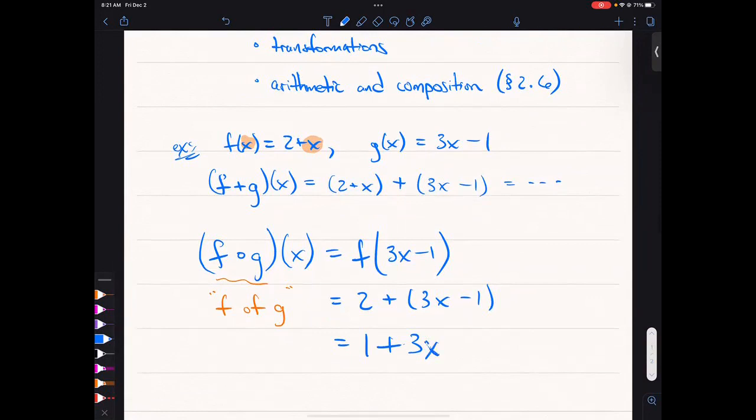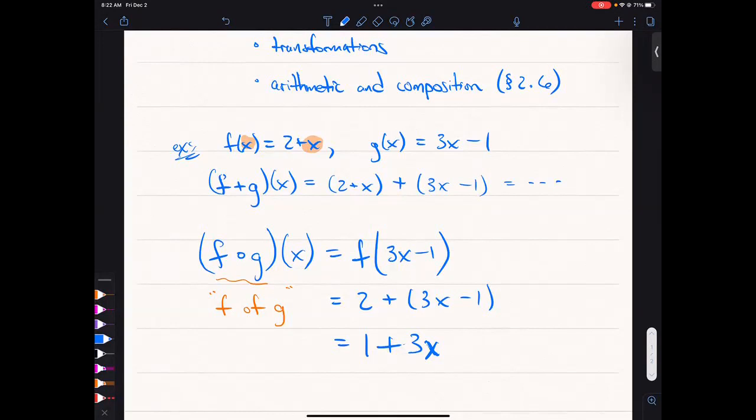Switching the order, so doing g of f, would just do that the other way around. And you always kind of work from the inside out, right? So I replace g of x with what I know about g of x, then I put that into that and simplify. Okay? Familiar? Yeah.